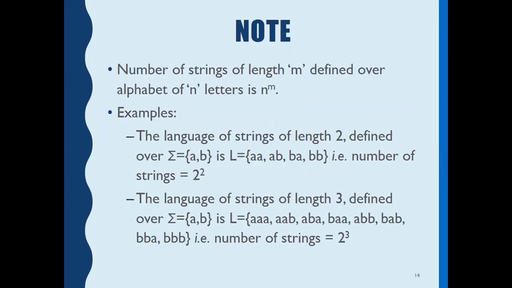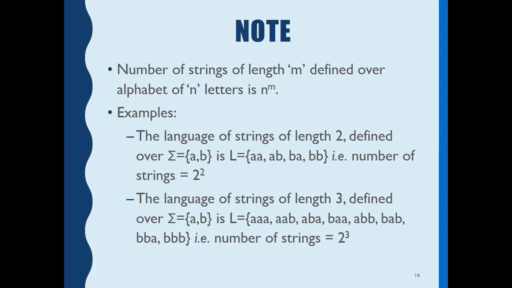The language of strings of length 2 defined over alphabet ab is aa, ab, ba, and bb. So the number of strings is 2 raised to power 2. The language of strings of length 3 defined over alphabet ab is L equals aaa, aab, aba, baa, abb, bab, bba, bbb. The number of strings generated of length 3 with 2 alphabet letters is 2 raised to power 3.